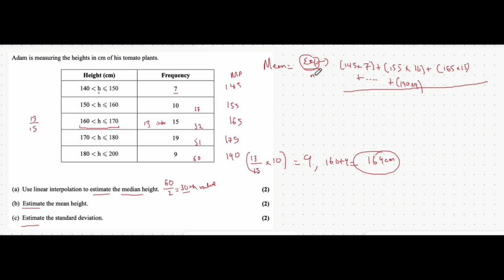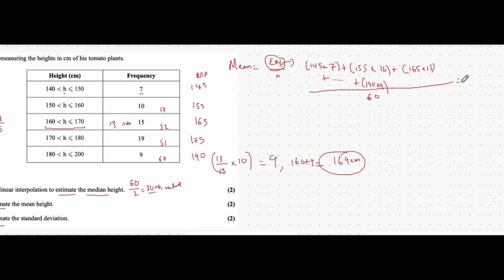And you divide all of that by the total number of variables involved, the total frequency, which is what we found as 60 before. When you put all of that into your calculator, that will get you a value of 167.9. So that's your mean value in this case.